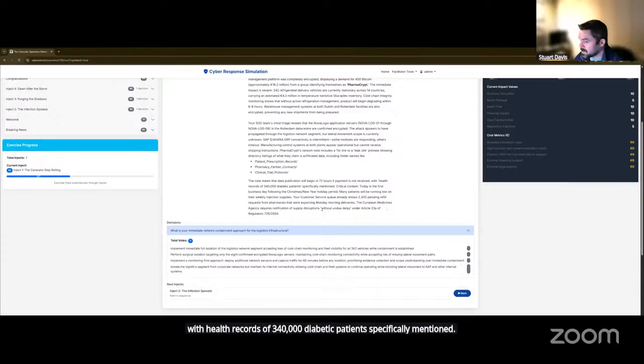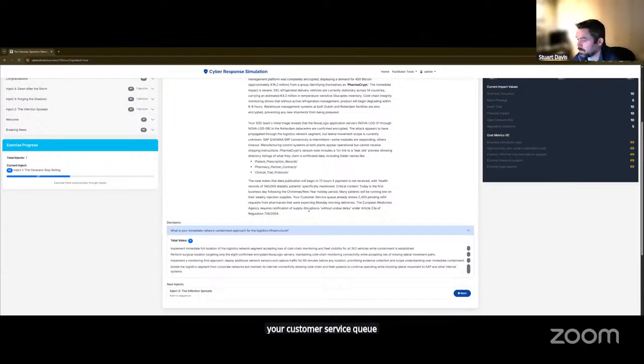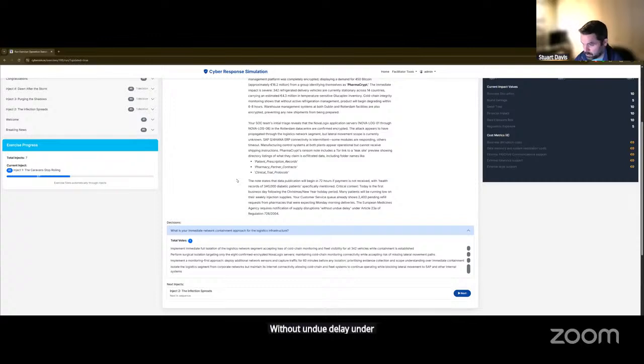The context is today is the first day following the New Year period. Many patients will be running low on their weekly injections. Your customer service queue already shows 2,400 pending refill requests from pharmacies that are expecting Monday delivery orders. The European Medicines Agency requires notification of supply disruptions without undue delay under Article 23 Regulation 726/2004.